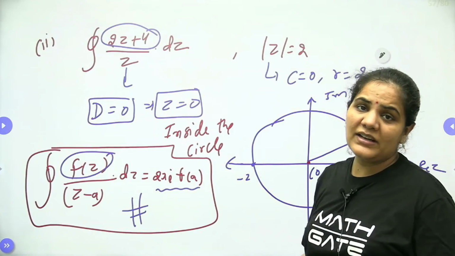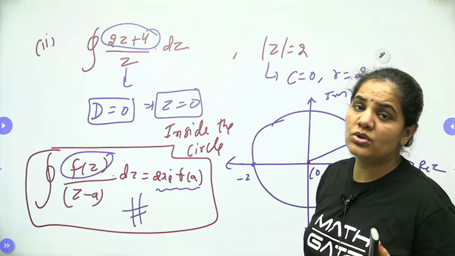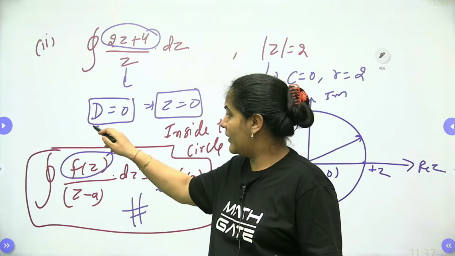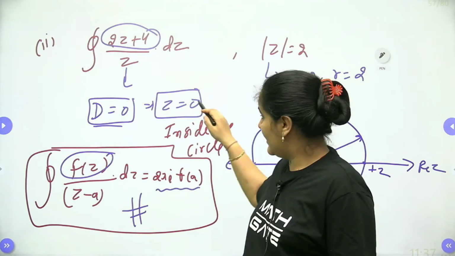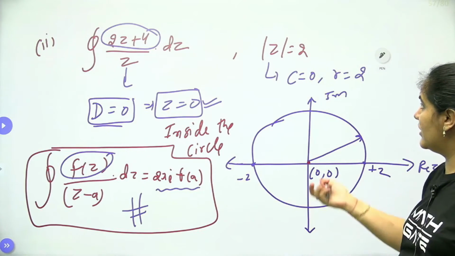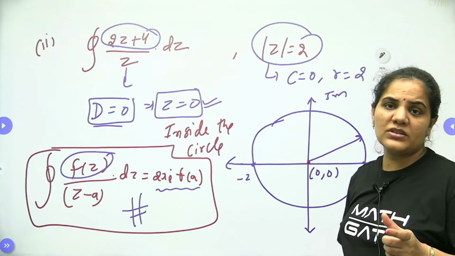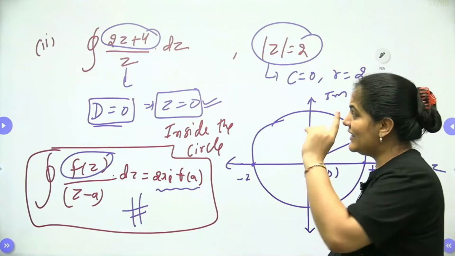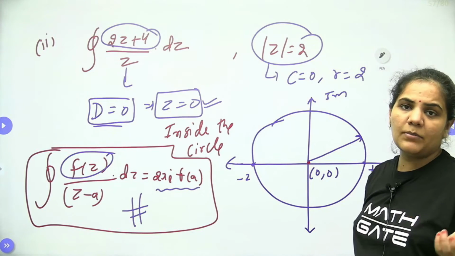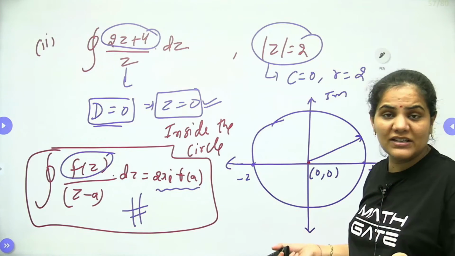Second thing, we have to find the pole also. So for finding the pole, we take the denominator as equal to 0. So when we put the denominator equal to 0, it will be z is equal to 0. So when we draw the given closed curve, that is mod z is equal to 2, we will get to know whether the pole, or whatever singular point we get, is lying inside the closed curve or outside the closed curve.